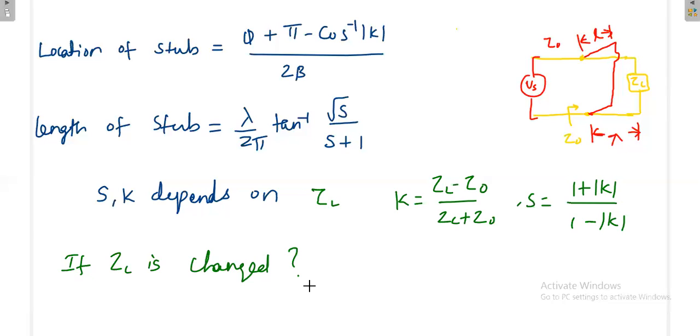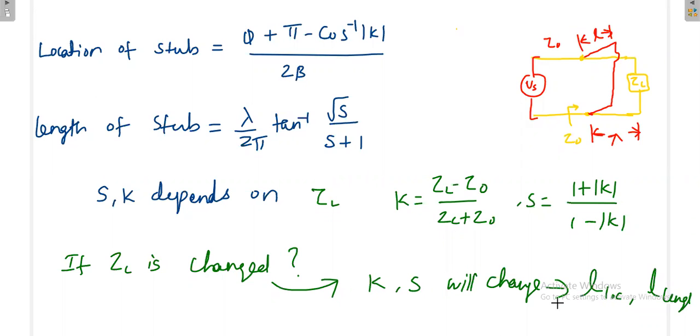Yes, both the position of the stub as well as the length of the stub will vary, because if ZL is changed, K and S will change. That in turn will change the location of the stub and the length of the stub. Once again, you have to remove this section, and then you have to identify the position.